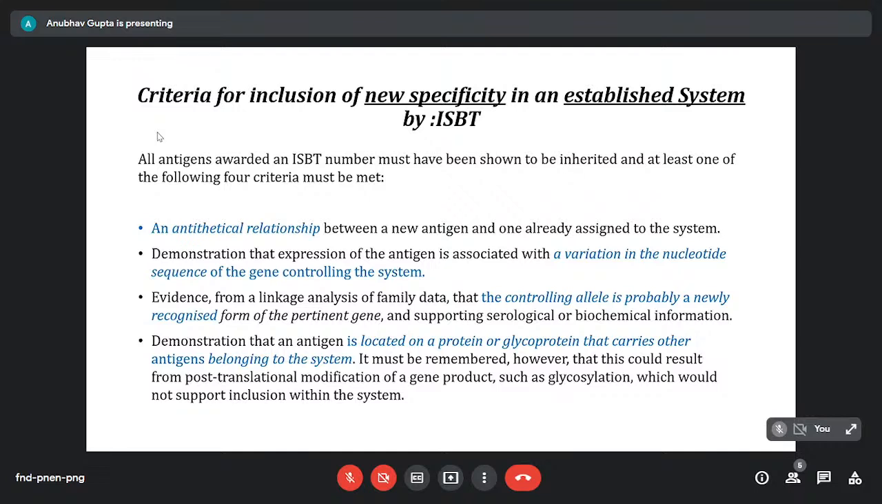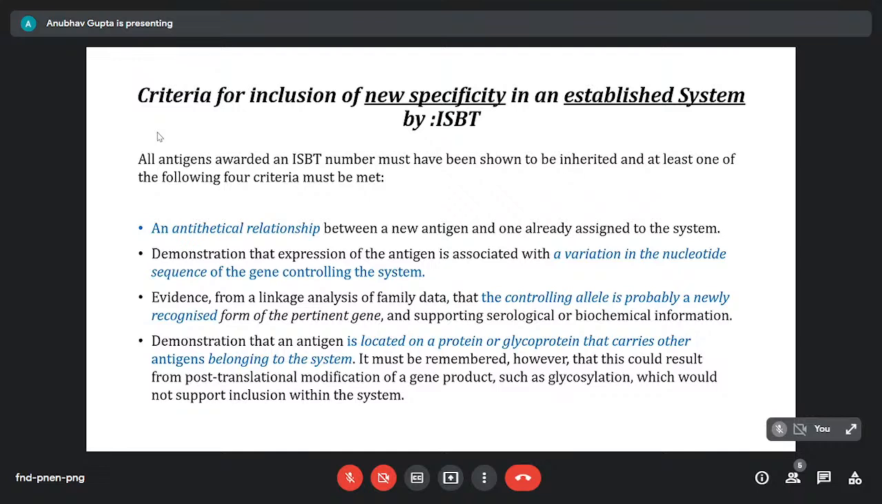I will make it simple: at present there are 6 antigens, INA, INB, IN3, IN4, IN5, and INRA. So for INRA to be a part of the existing Indian blood group system, it should have an antithetical relationship with INA or INB. Secondly, it should have a variation in the nucleotide sequence of the gene. Thirdly, the controlling allele should be newly recognized. If the controlling allele is not newly recognized, then you can't assign that newly found antigen to the existing blood group system. Why? Because as per the definition of the system, you should have a gene or allele identified.